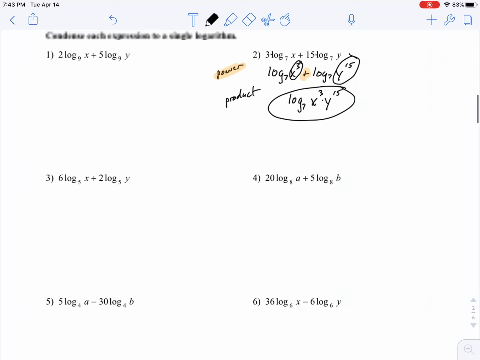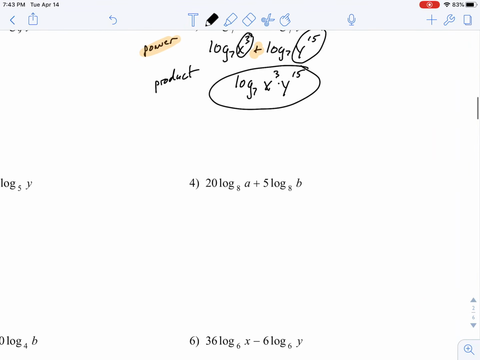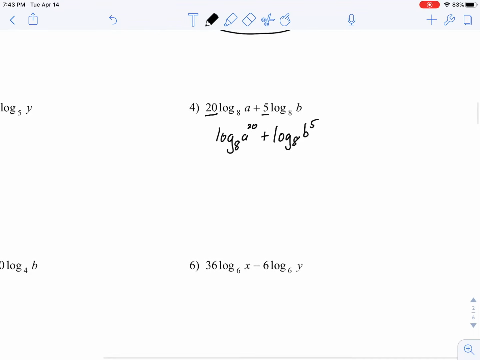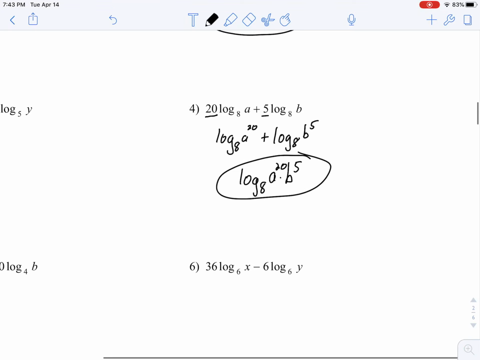All right, let's look at number 4. Number 4 is just like number 2, honestly. We have coefficients or numbers multiplied by each logarithm. So I can make this log base 8 of a to the 20th plus log base 8 of b to the 5th. And then that plus sign there means that I can combine this into log base 8 of a to the 20th, b to the 5th multiplied together. Again, you don't need a little times sign there, but that's it.